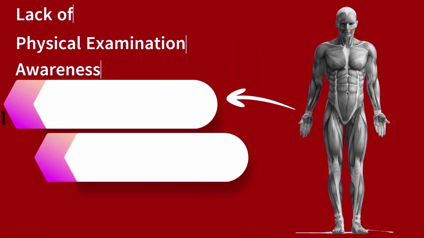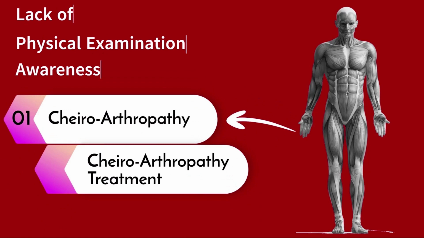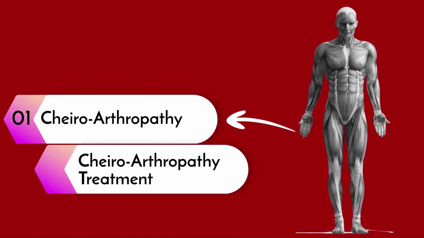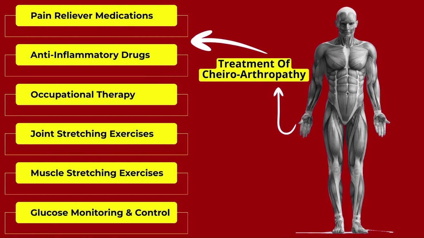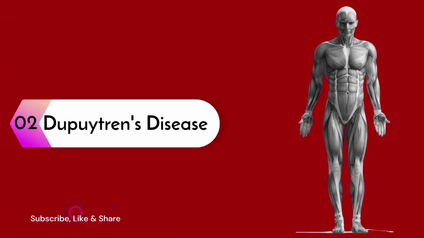The main cause of the disease is the lack of physical examination of the patients. Now we will know about the treatment of Cheiroarthropathy and how this disease can be treated. It can be managed in 6 different ways, such as pain relievers, anti-inflammatory drugs, physiotherapy, joint stretching, muscle stretching, and regular sugar checks.